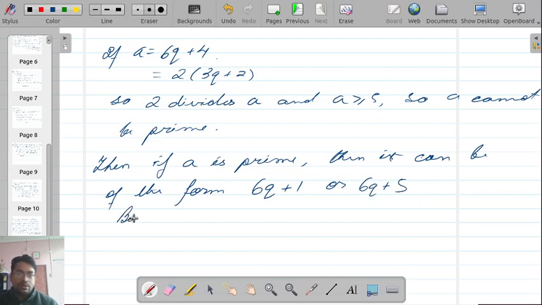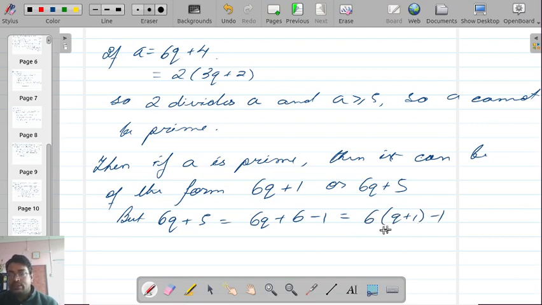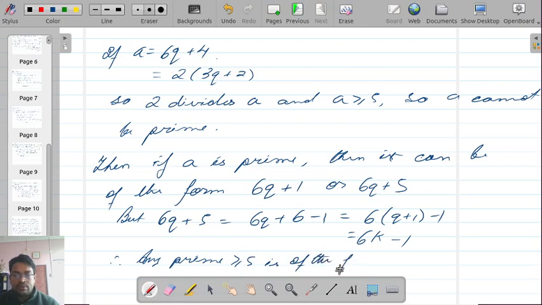But 6q plus 5 we can write in a different way. This can be written as 6q plus 6 minus 1, so I can write it as 6 times (q plus 1) minus 1. So it is of the form 6k minus 1. Therefore, any prime greater than or equal to 5 is of the form 6k plus 1 or 6k minus 1.